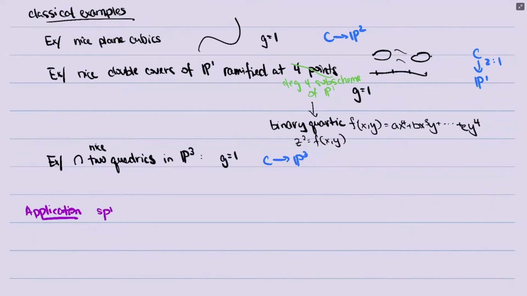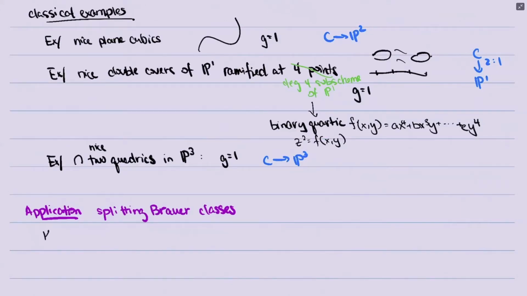is about splitting Brauer classes. For each of these applications, I just want to mention what the problem is and why understanding things about genus 1 curves allows us to answer this question, at least in some cases. So here the question is the following.